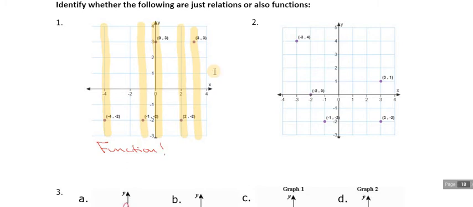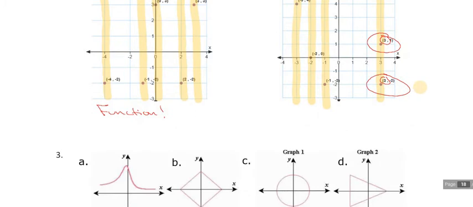In number 2, if I look at my vertical line test and I start drawing vertical lines through my ordered pairs, I don't want to hit more than one. Well, that last vertical line, I hit 2 ordered pairs. So you'll notice our X value of 3 goes to 2 different Y values. So this is not a function, it is only a relation.